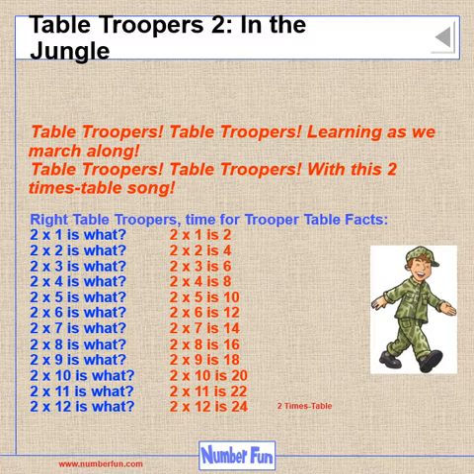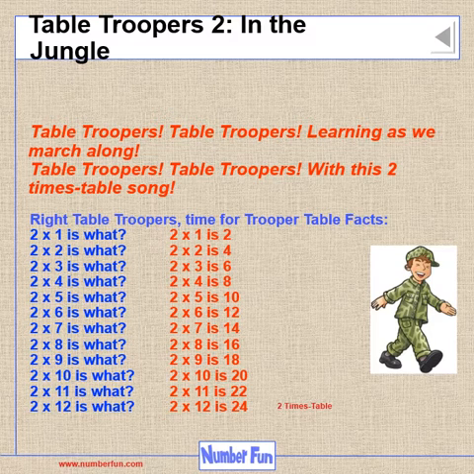2 times 1 is what? 2 times 1 is 2. 2 times 2 is what? 2 times 2 is 4. 2 times 3 is what? 2 times 3 is 6. 2 times 4 is what? 2 times 4 is 8. 2 times 5 is what? 2 times 5 is 10. 2 times 6 is what? 2 times 6 is 12.